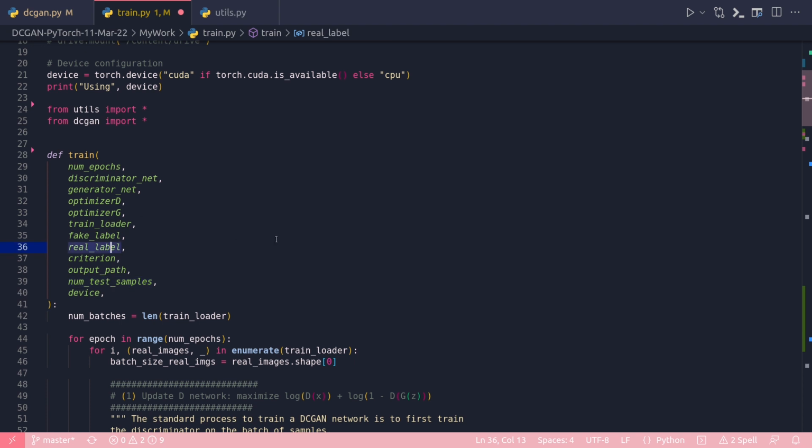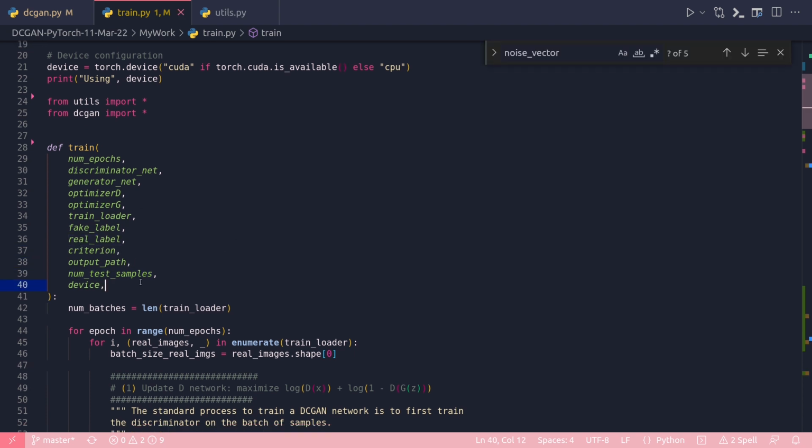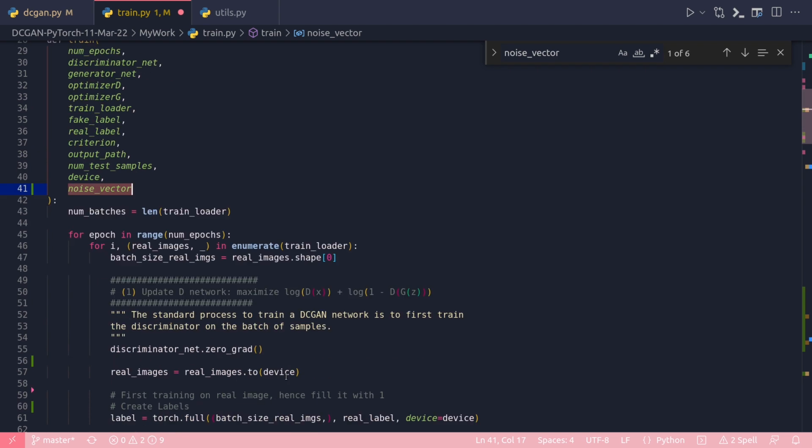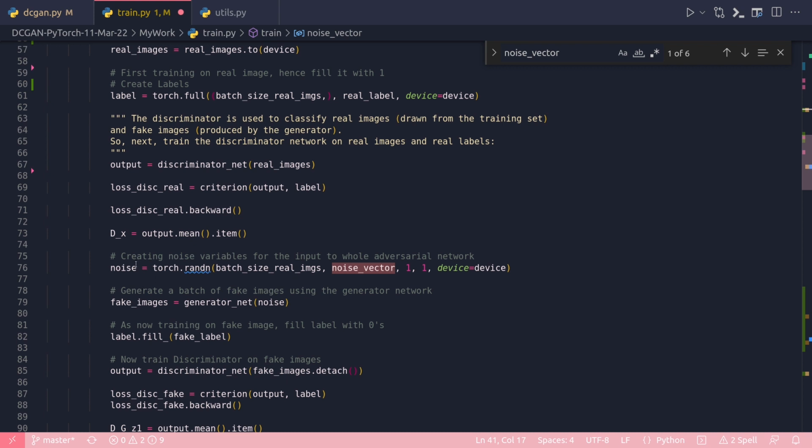where is the noise vector? Yeah, I see that I missed including that in my arguments list. So noise vector will just be another argument to my train function. Later, while executing the train method, I have to pass this argument, and we will see that this noise vector, as per the paper, is a 100-dimensional single vector. So that's what we will do later. Anyway, this is that noise vector, which is the input for the entire adversarial network.